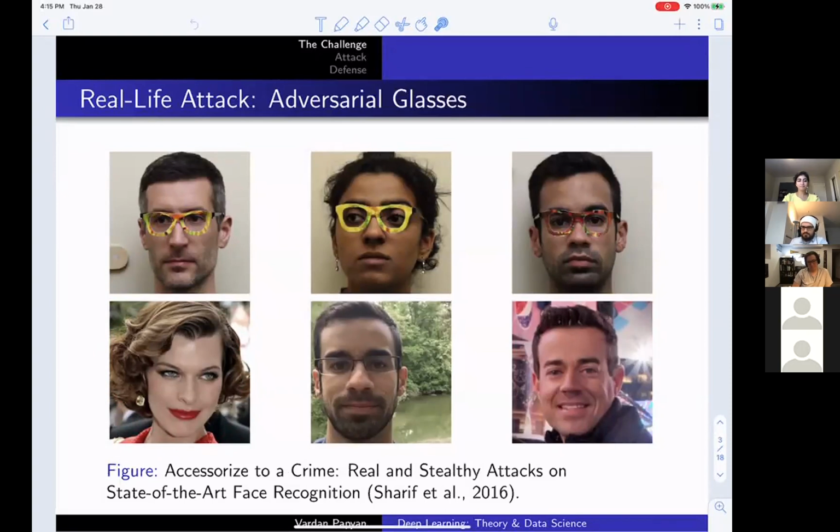No one knows. So here's another. She's an actress, Milla Jovovich. Okay. So here's another example. You have another person. Once that person wears the glasses, you see that the system recognizes the person incorrectly. Does this make sense?